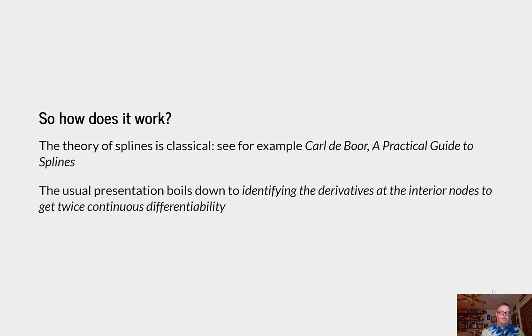As I mentioned early on, the usual presentation of computing a cubic spline boils down to identifying the derivatives at the interior nodes. Once you've identified good values at the interior nodes, then you're done. The way to do that for a cubic spline is you insist that those derivatives be chosen so you get twice continuous differentiability at either end. So the interpolants come in and they match, so C0. The slopes are the same, so it's C1, but the second derivative is the same too. So it's actually twice continuously differentiable at the nodes. And that is a useful property. That's the definition of a spline.